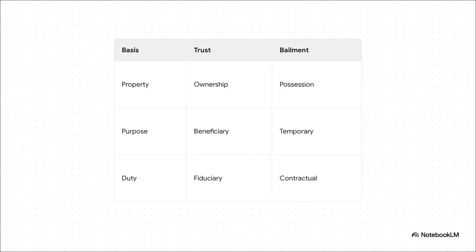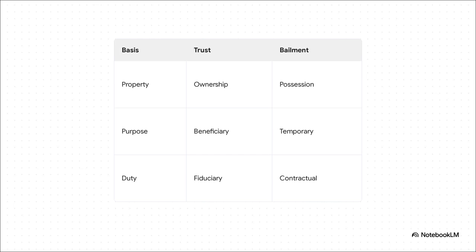Next up, we contrast trust versus bailment. Regarding the basis of property, a trust involves true ownership, while bailment is merely possession. The purpose of a trust is for the continuous benefit of the beneficiary, whereas bailment is always for a temporary purpose. Finally, the duty in a trust is strictly fiduciary, while in bailment, it is purely contractual.